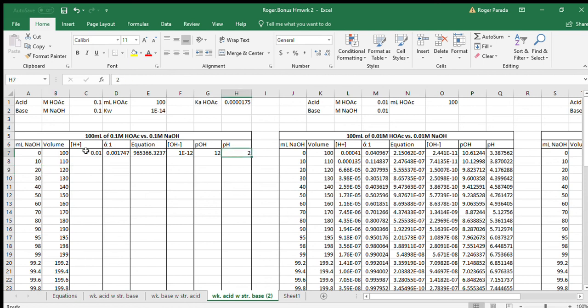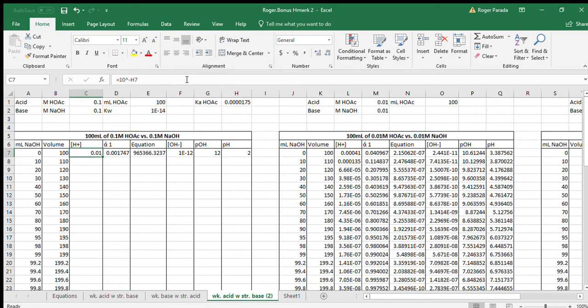And so we've set up H plus, alpha 1, our charge balance equation, OH minus, pOH, and pH. So all of these are going to be centered around our pH value. So we'll guesstimate a pH value, and we'll put something like 2. We're just guessing. We can fix that later.